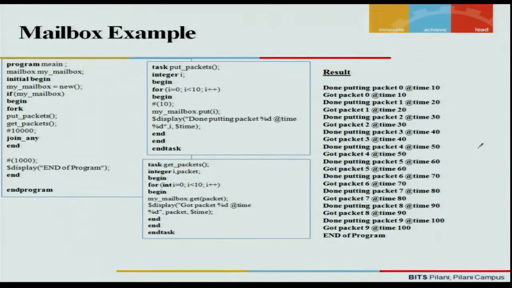So let us take an example of this mailbox. In the initial begin, we are trying to create a new handle for the mailbox, and that creation is named my_mailbox. Now, if the mailbox creation is successful, this will proceed. Otherwise, it will get out of the if block and go to the end of the program. If the mailbox creation is successful, it will spawn three threads. Three threads will be spawned here.